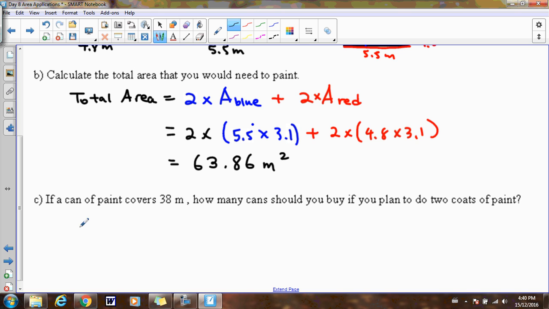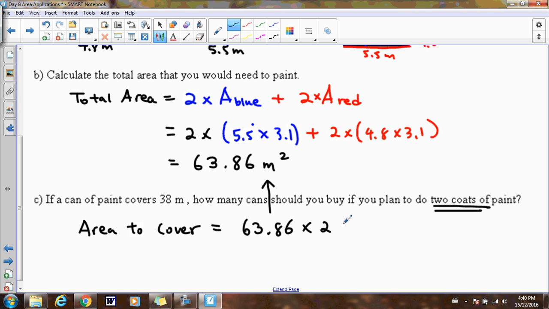So the area that needs to be covered by the paint has to be 63.86, which is the area that we found earlier for all 4 walls. But because you need to use 2 coats of paint, you need to multiply that by 2 to get 127.72 meters squared.